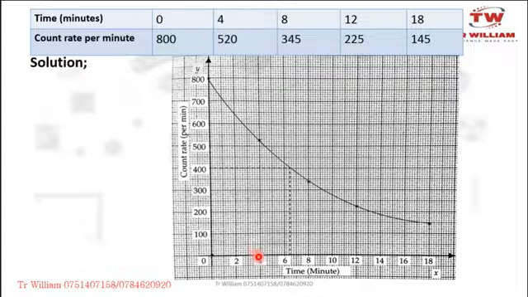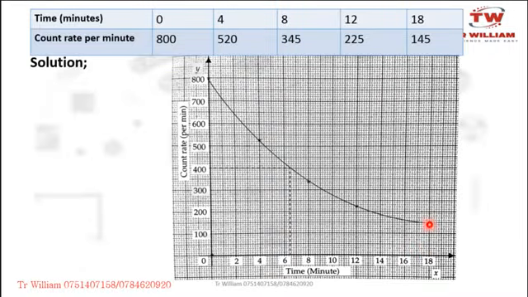The time was 4. When it is 345, meaning I'm going beyond the 4th division, the time was 8. I plot there. When it was 225, the time was 12. So I plot there. Remember, I'm picking my values from here. When it is 145, the time is 18. I say 145 is around the 4th division or closing to the 5th division. So when the time is 18, I plot.